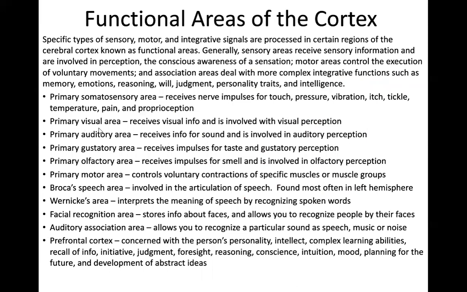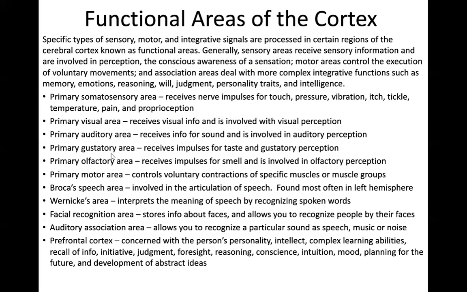Primary visual area is associated with visual perception. You guys are using that right now as you're looking. It's where those signals are going from the retina of your eye. Primary auditory area is where sound is perceived. So auditory perception, you're using that one right now as well, as you're hearing the sound I'm making as I speak.